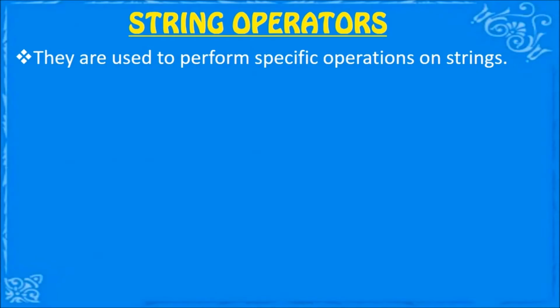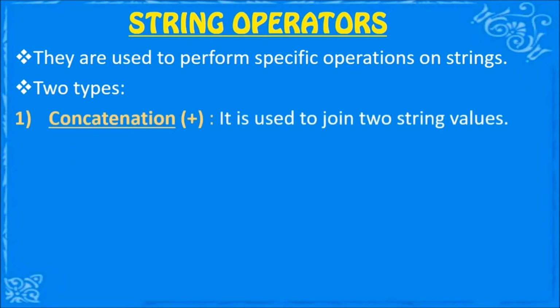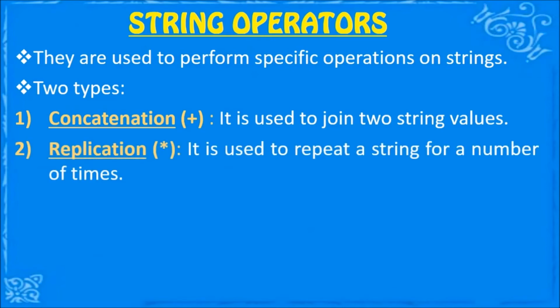The next operator is string operator, and these operators are used to perform specific operations on strings. Again there are two types of string operator. The first is concatenation, that is plus, and it is used to join two strings. So with the help of this plus sign, we can add two strings. The next is replication, and this is the asterisk sign, and it is used to repeat a string a number of times. If you want to keep on repeating a string, that can be done with the help of the replication operator.